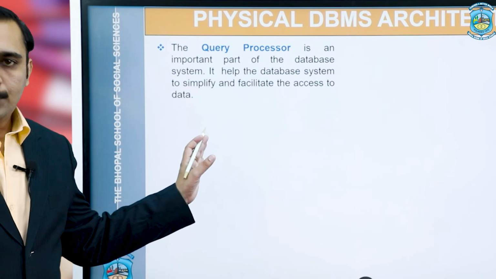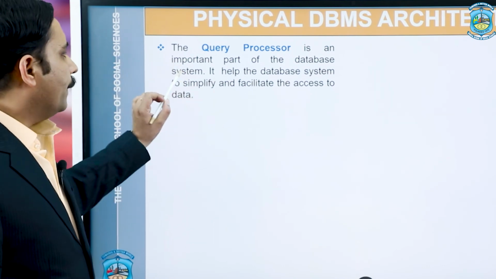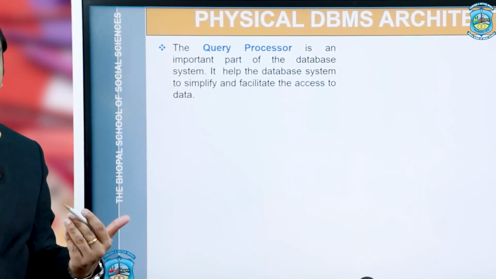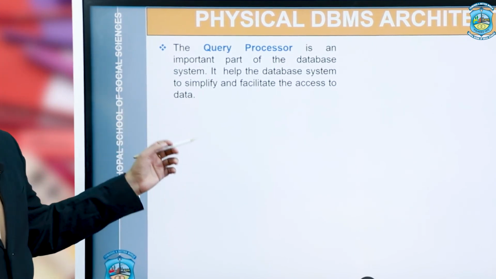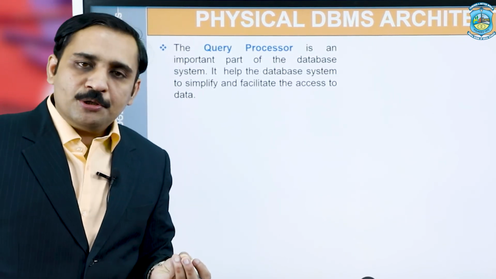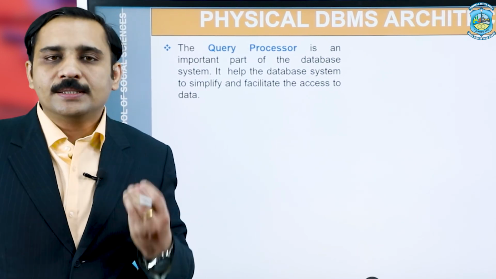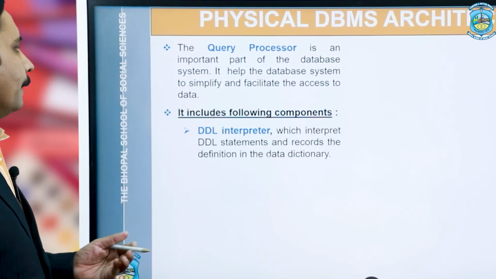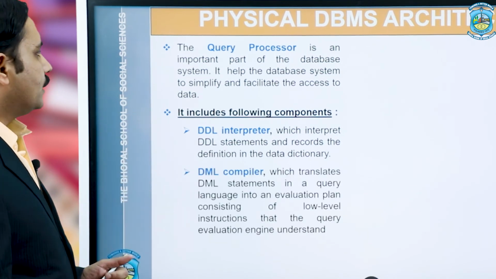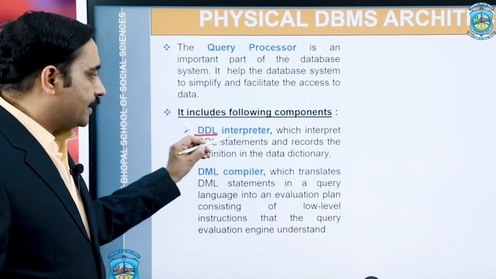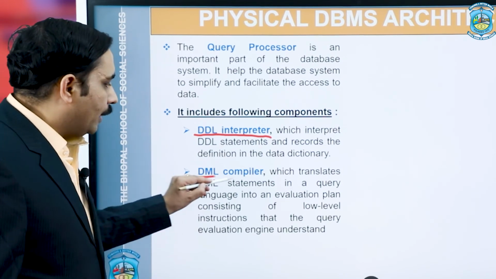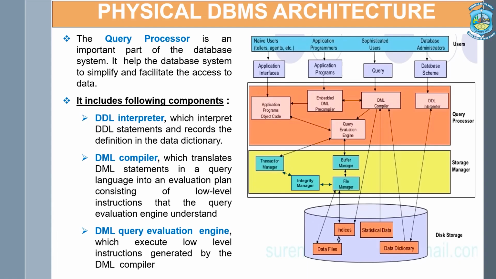Next component is the query processor. This query processor is an important part because it helps the DBMS system to simplify and facilitate the access to the data. This is very important because the primary intention of storing the data in a database is to fetch the information at the right time when desired. The other components of this query processor are the DDL, that is Data Definition Language Interpreter, the Data Manipulation Language Compiler, and the Query Evaluation Engine that evaluates the query and takes the steps further. So we have these three components of the query processor.